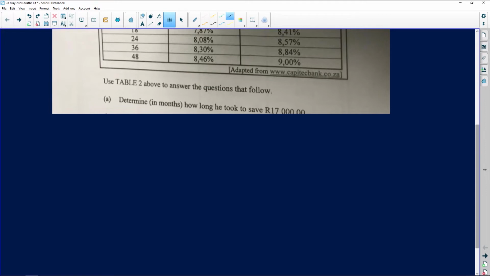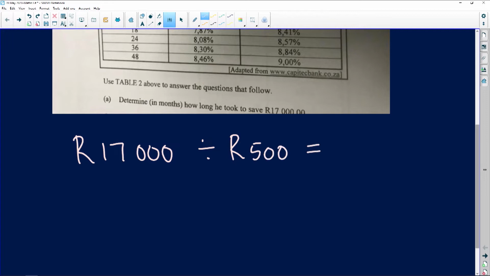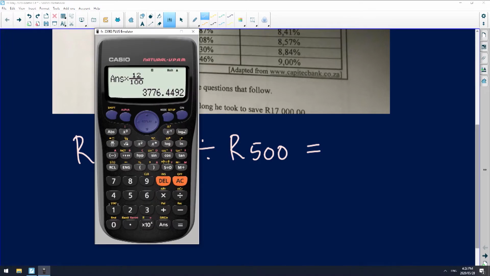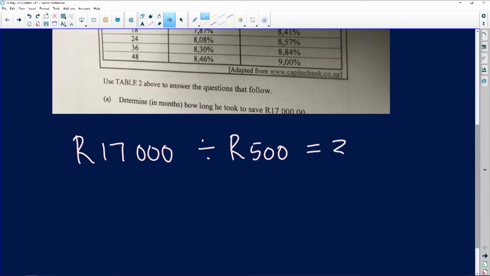We would then say 17,000 Rand divided by the 500 Rand. How do I know that I'm going to be dividing? I know because it says, how long? So when I go and find out how long, it's 17,000 Rand divided by the 500 Rand, which gives us 34 months.